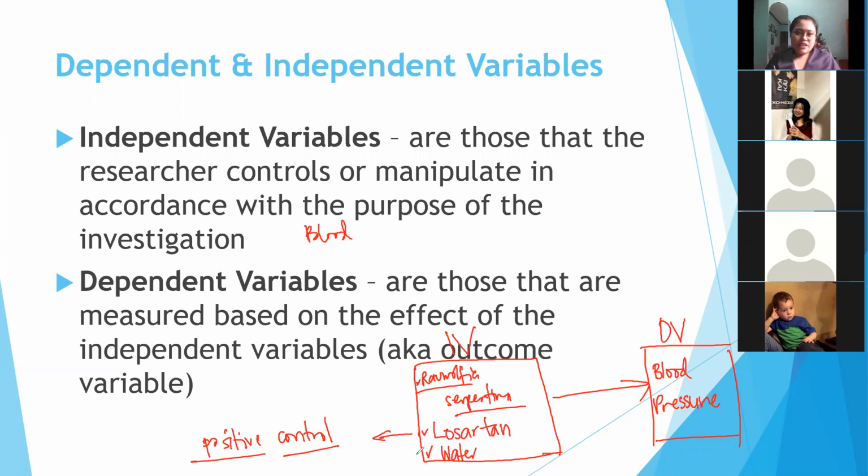Supposedly wala na siya kanang drastic na effect sa blood pressure if dili po nimo daghanon. So kani siya ang tawag po nato sa iyahan negative control. So anything that you can control, you can freely control in your research should be written under the independent variable.